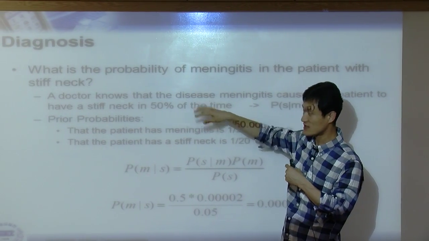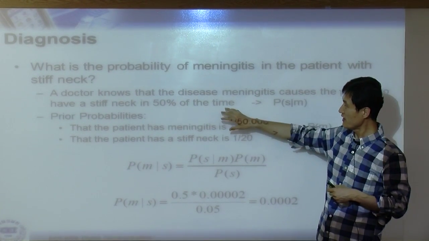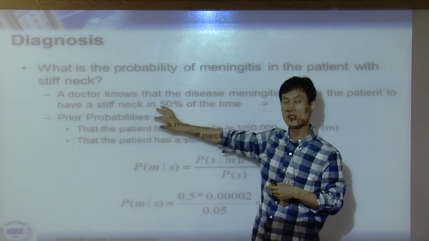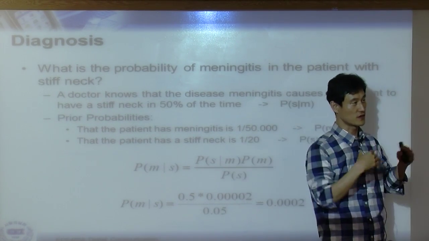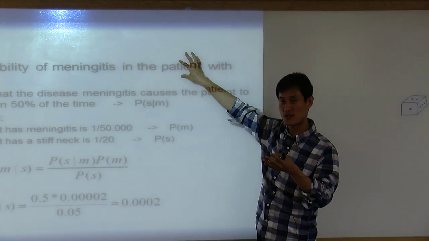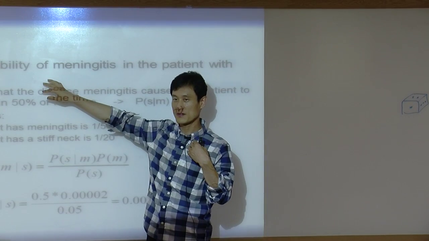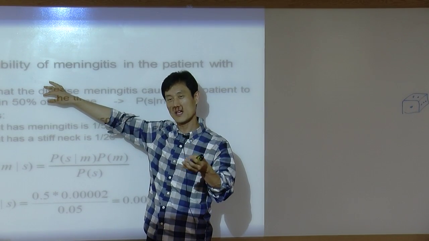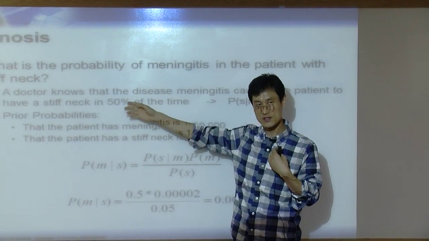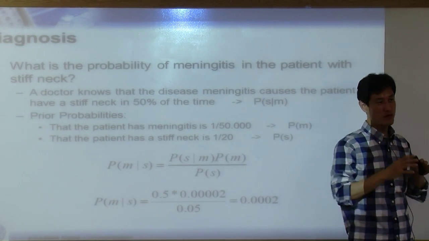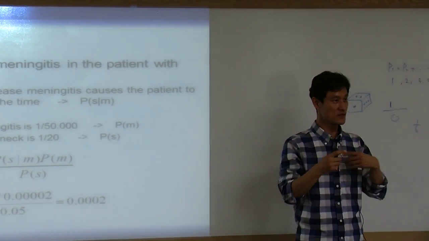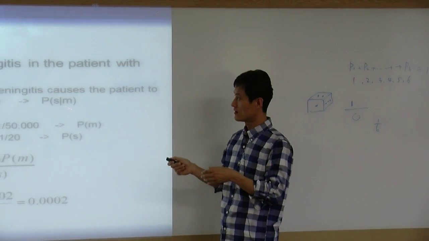Whereas this statement is the opposite way. If you already have this disease, 50% of the people will have stiff neck. So these two are different. You know what I'm saying? So the original question is like this. You have a cough. What is the probability that you already have a cold? So that's the question. The second thing is that if you have a cold, what is the probability that you have a cough? So that's a different thing.